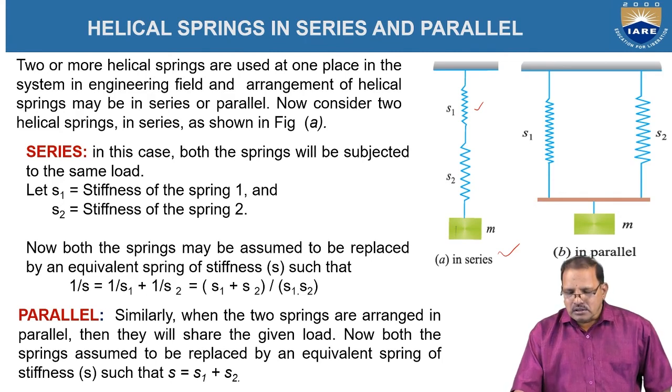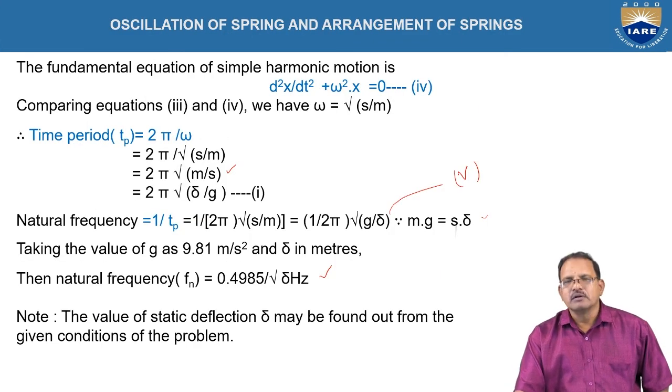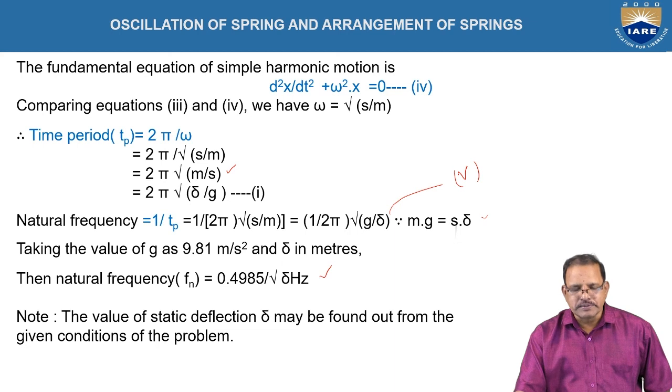Now, in this arrangement, assume these two springs are replaced with a single spring, whose equivalent stiffness can be determined by using the relation S is equal to S1 plus S2. After obtaining the stiffness of the springs, we can determine the time period as well as the natural frequency of the vibrating system.